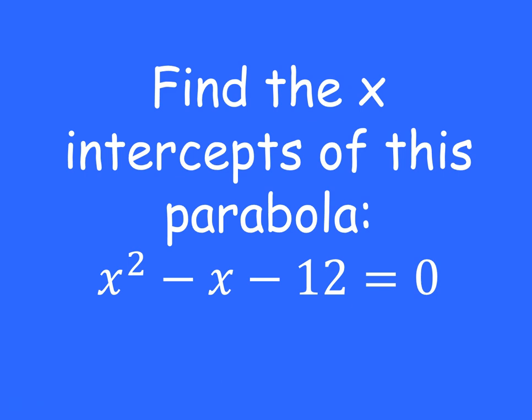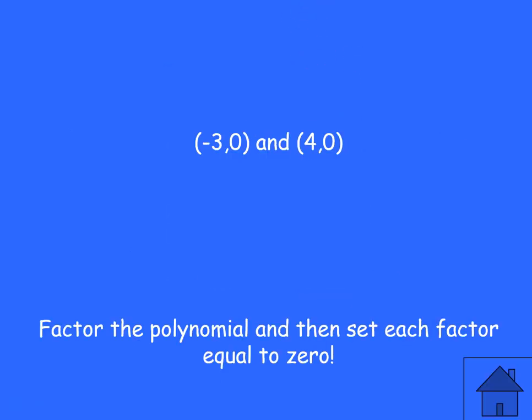Okay, let's see how you did. You're just going to set this equal to 0 and solve, so you've got to factor it. When you do that, you get -3 and 4. Just remember x-intercepts are written as points, so we wrote (-3, 0) and (4, 0).